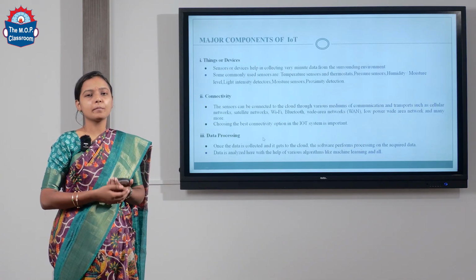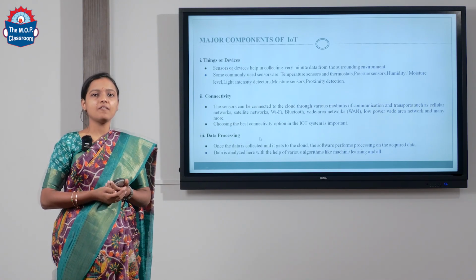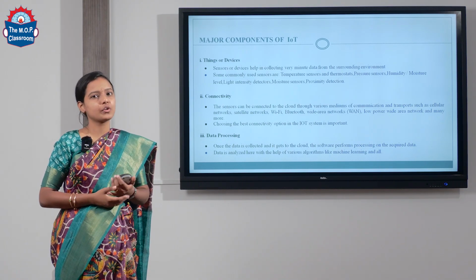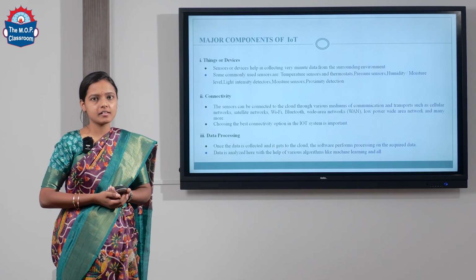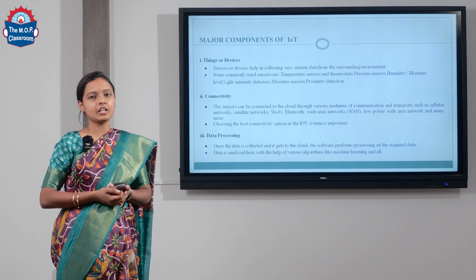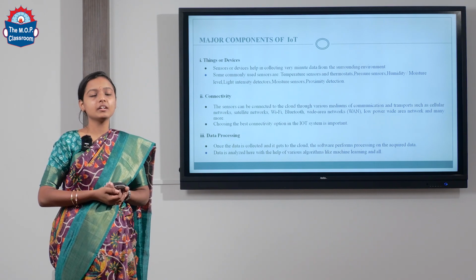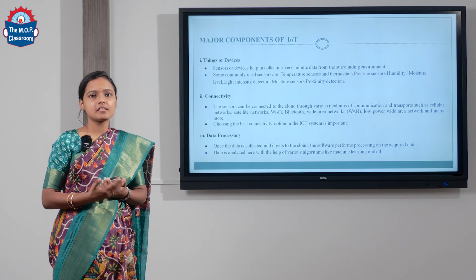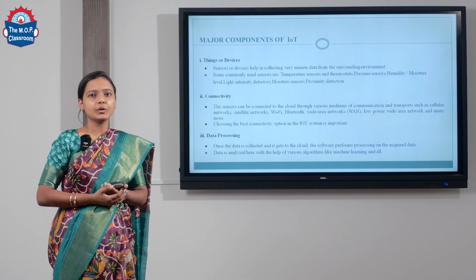Next, coming on to the major components of the IoT, we have four important components related to the IoT. The first one is going to be the things or devices. The second one is going to be the connectivity. Third one is the data processing and the last, fourth, will be the user interface. So these four components act as the fundamental blocks of an IoT system.